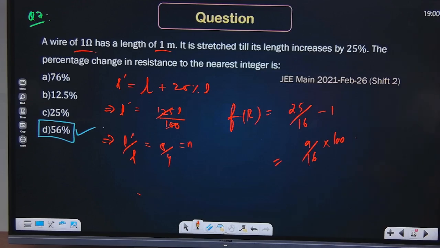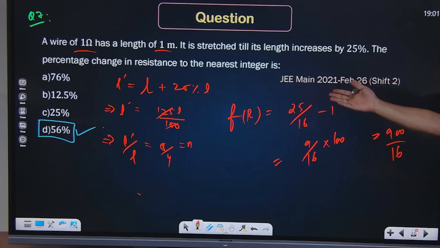So, they were eliminating 76 because it's too much. Here it is 900 by 16. 16, 7 are, which is more than 90. So 7 cannot be a possibility.